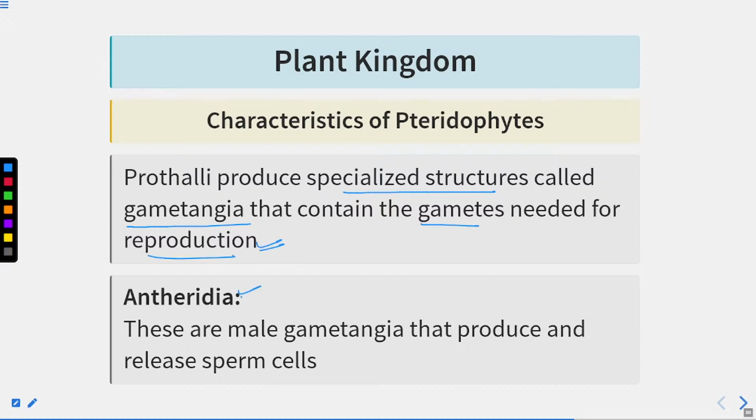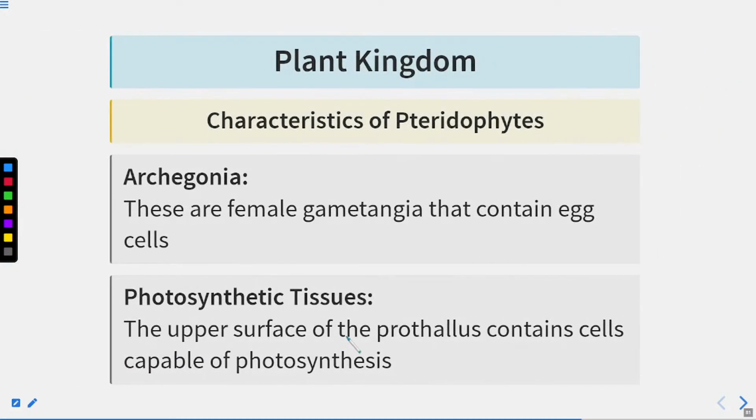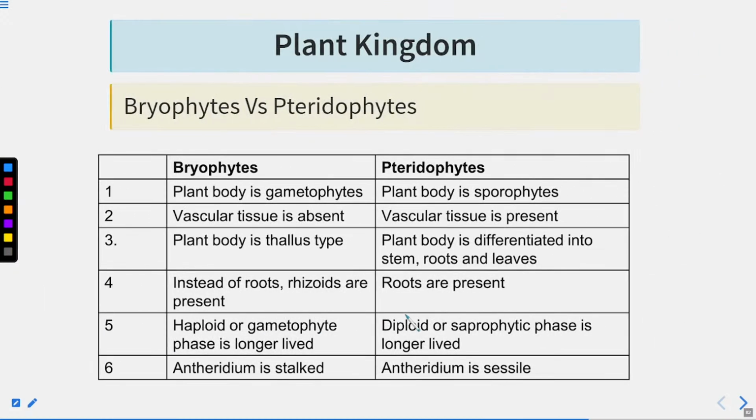So we have two different types of gametangia. Antheridia, that are the male gametangia, produce and release sperm cells, right? We have seen this in the figure of the prothalli also. And archegonia, the female gametangia, contain egg cells. The upper surface of the prothallus contains cells capable of photosynthesis. So this prothallus can also carry out the process of photosynthesis.